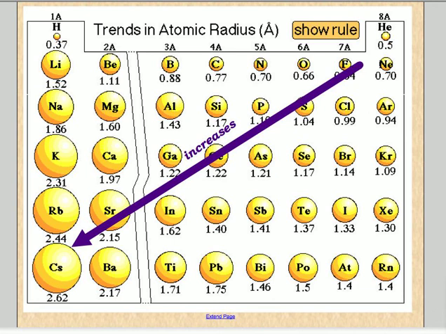So if you're looking for very big atoms, you're looking for down and to the left. If you're looking for small atoms, you're looking up and to the right.